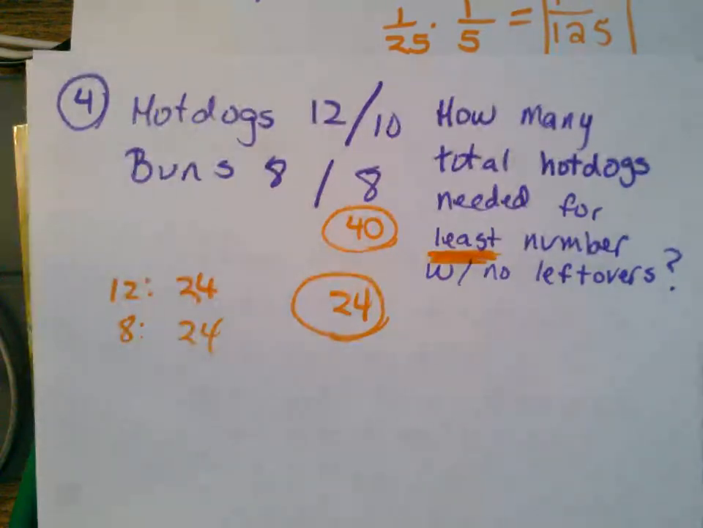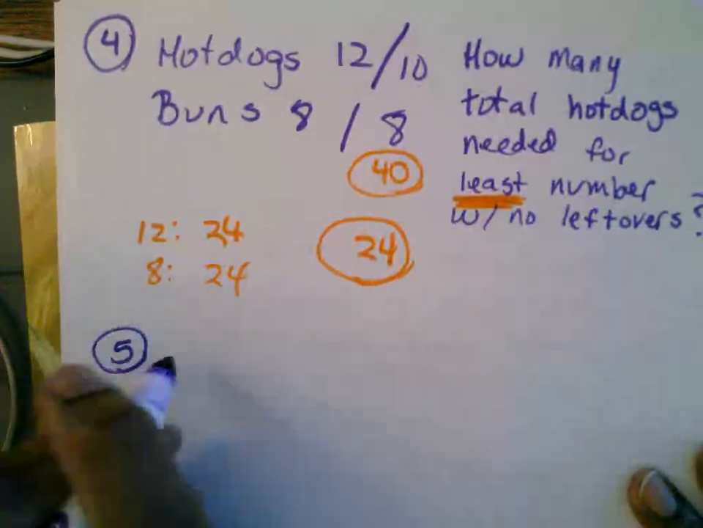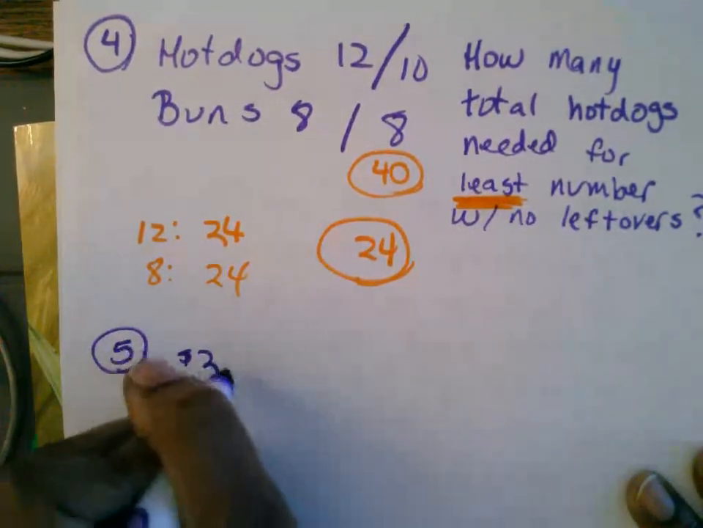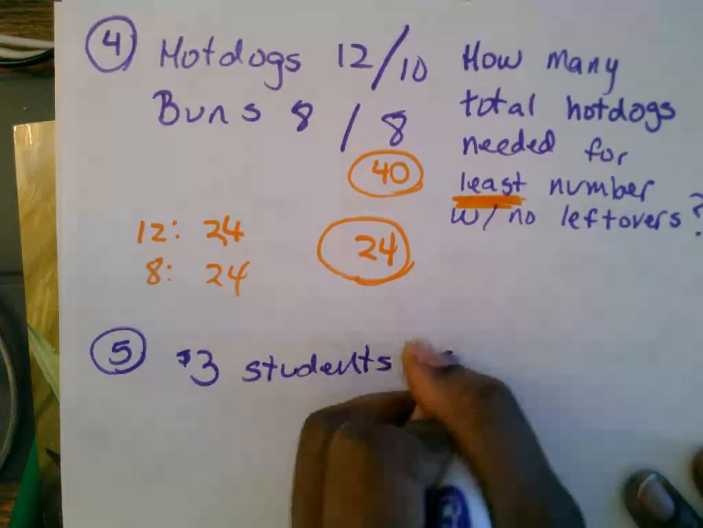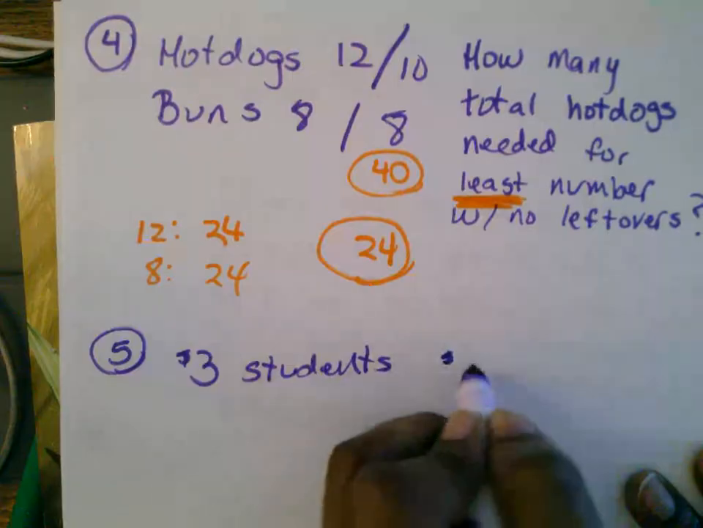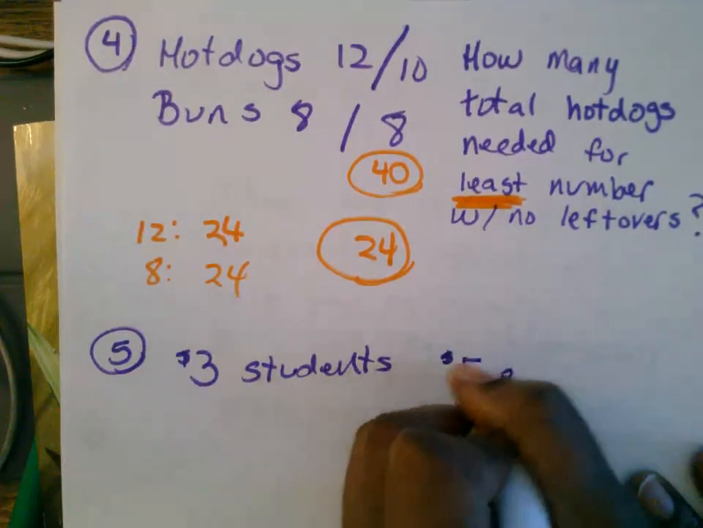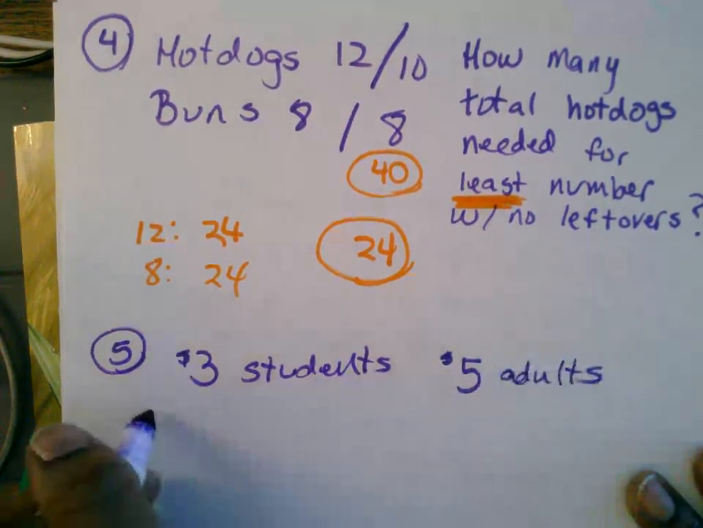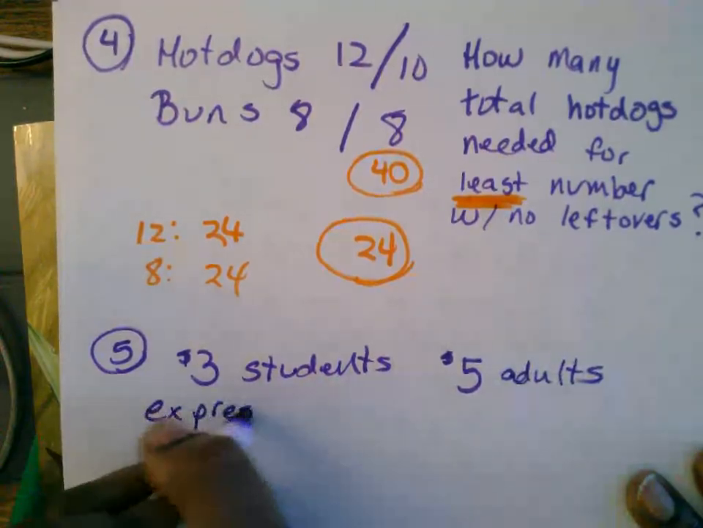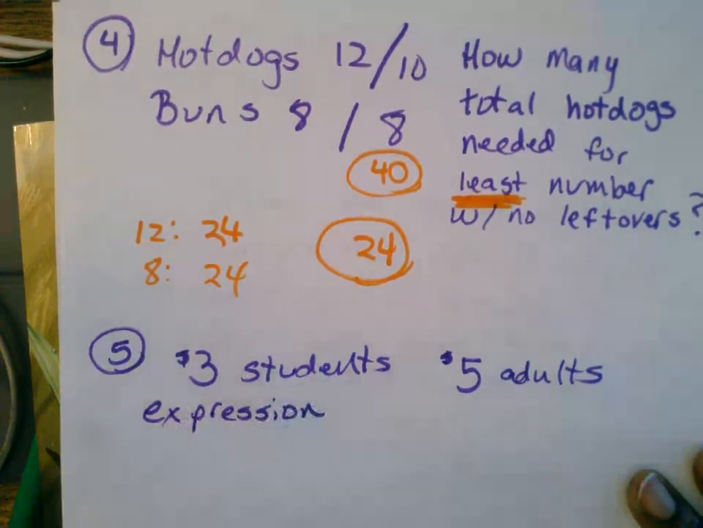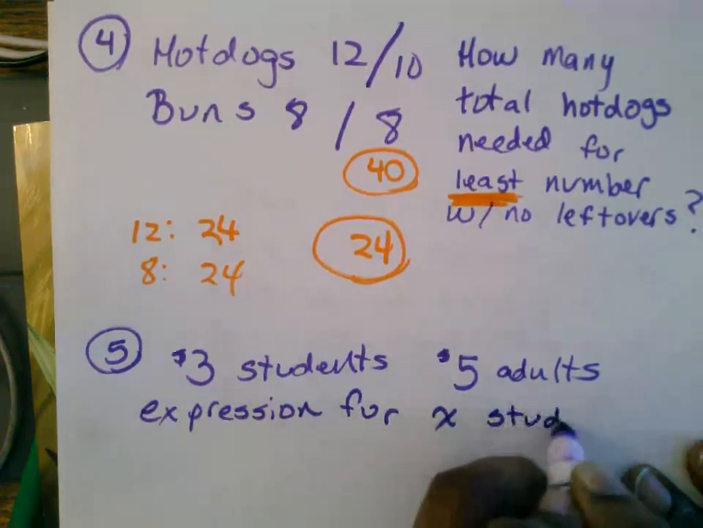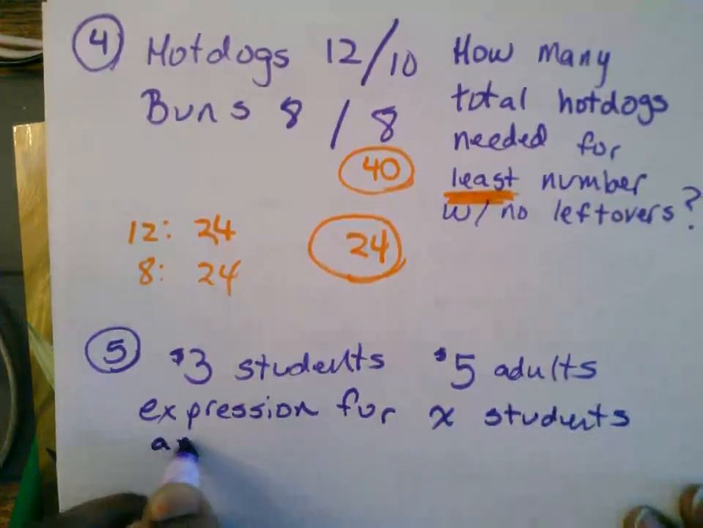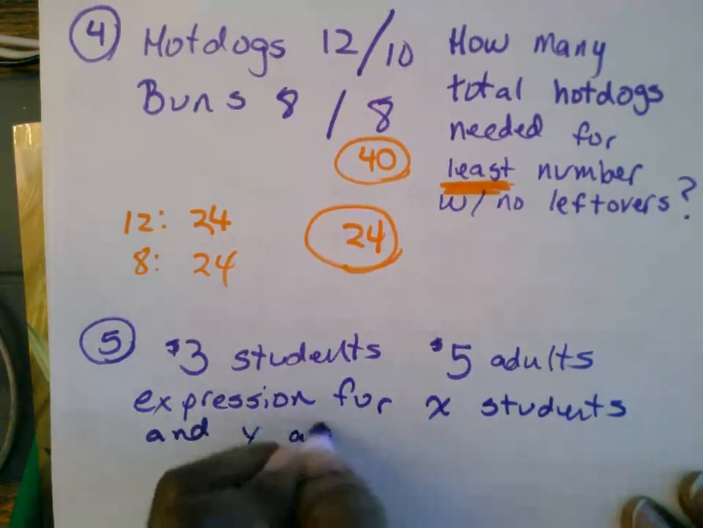All right, number 5. If it is $3 for students and $5 for adults, what would the expression be for X students and Y adults?